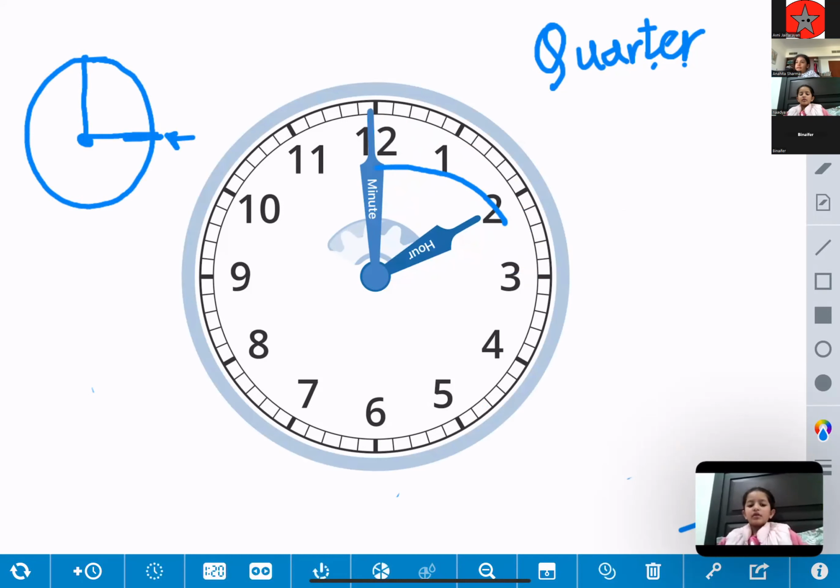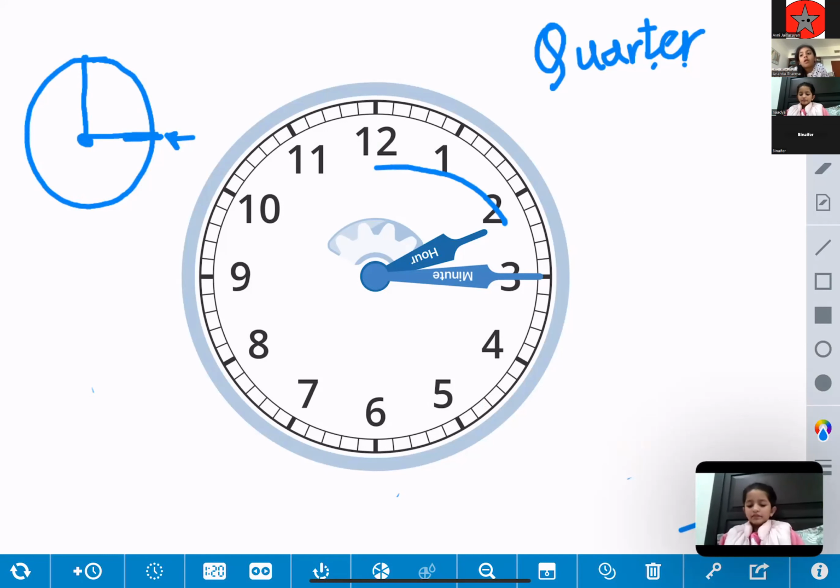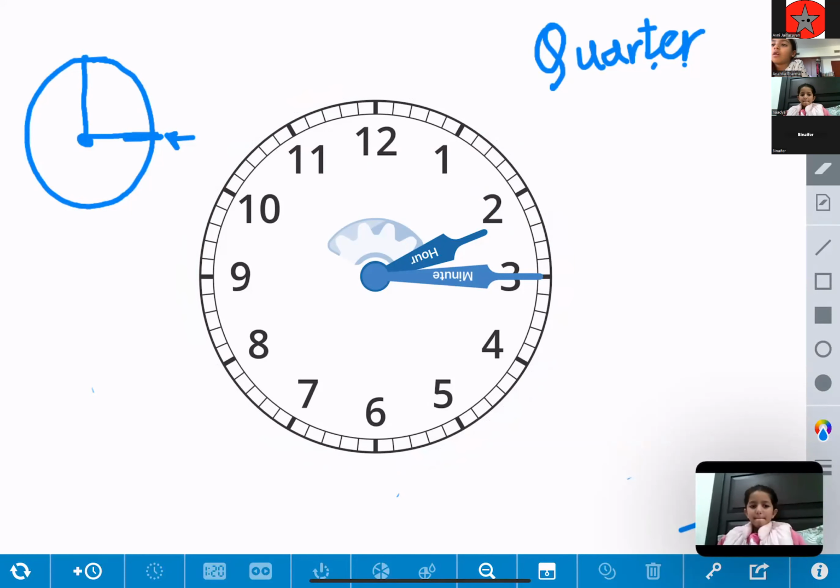So the minute hand has to be at 3 for quarter. And since it has covered from here to here, I'm going to say quarter past 2. And why will I say 2? Because our hour hand is on 2. So whenever my hour hand is anywhere between 2 and 3 and is not crossing 3, children, it is going to be 2 something, like 2:50, 2:30, etc. As soon as it touches 3 and it becomes 3 o'clock, I'm going to say 3 something.